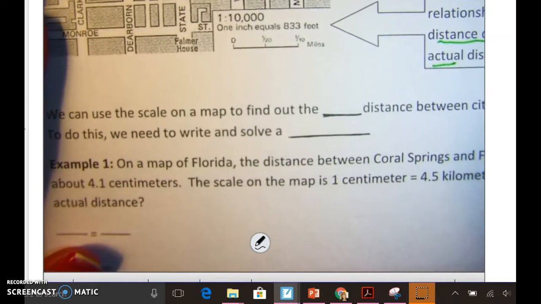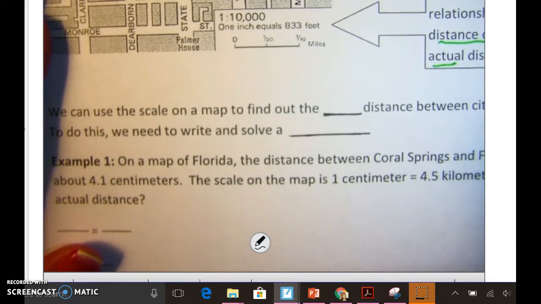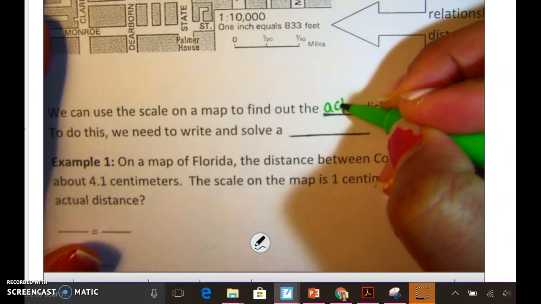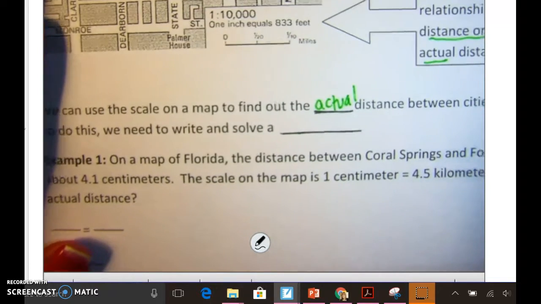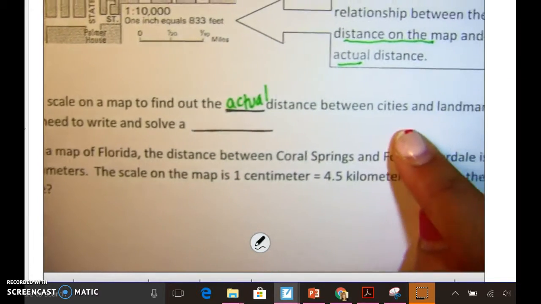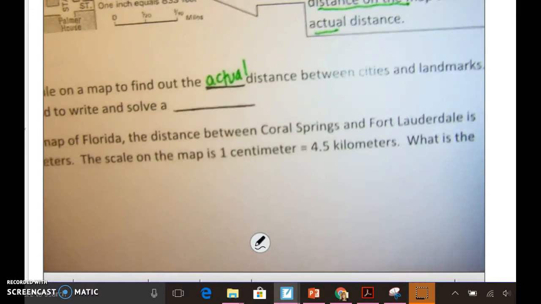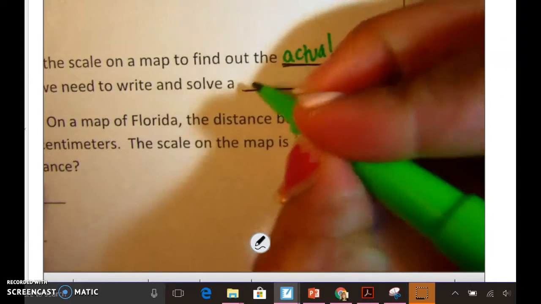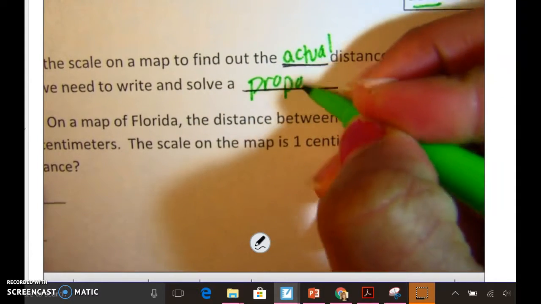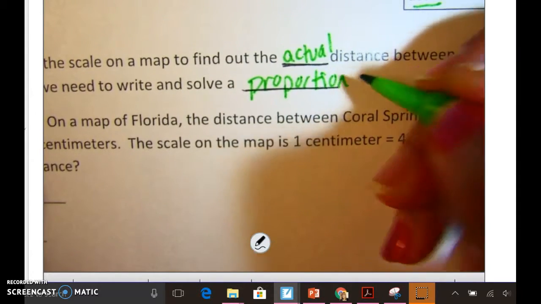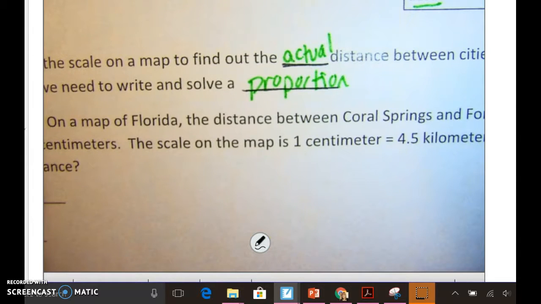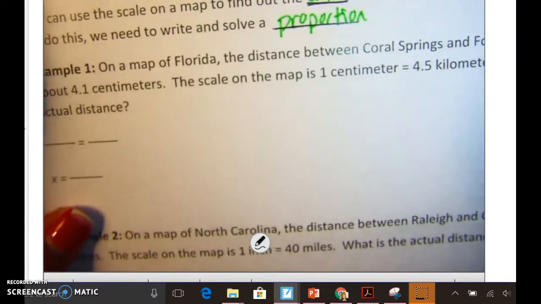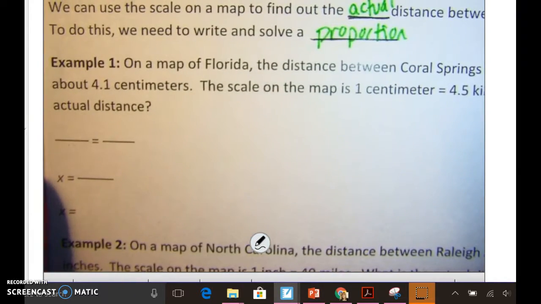We can use the scale on the map to find out the actual distance between cities and landmarks. To do this, we need to solve a proportion. So these are all proportional relationships. Whether we talk about similar figures or scale drawings, you have to solve a proportion to solve it. So here's the first example.